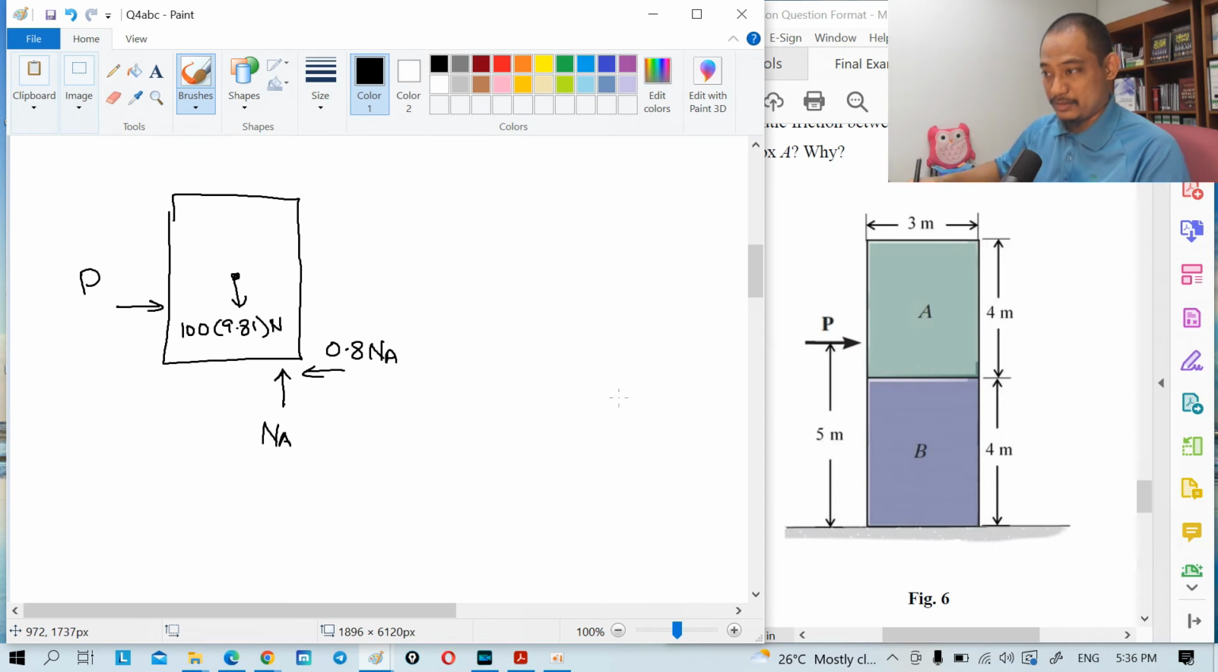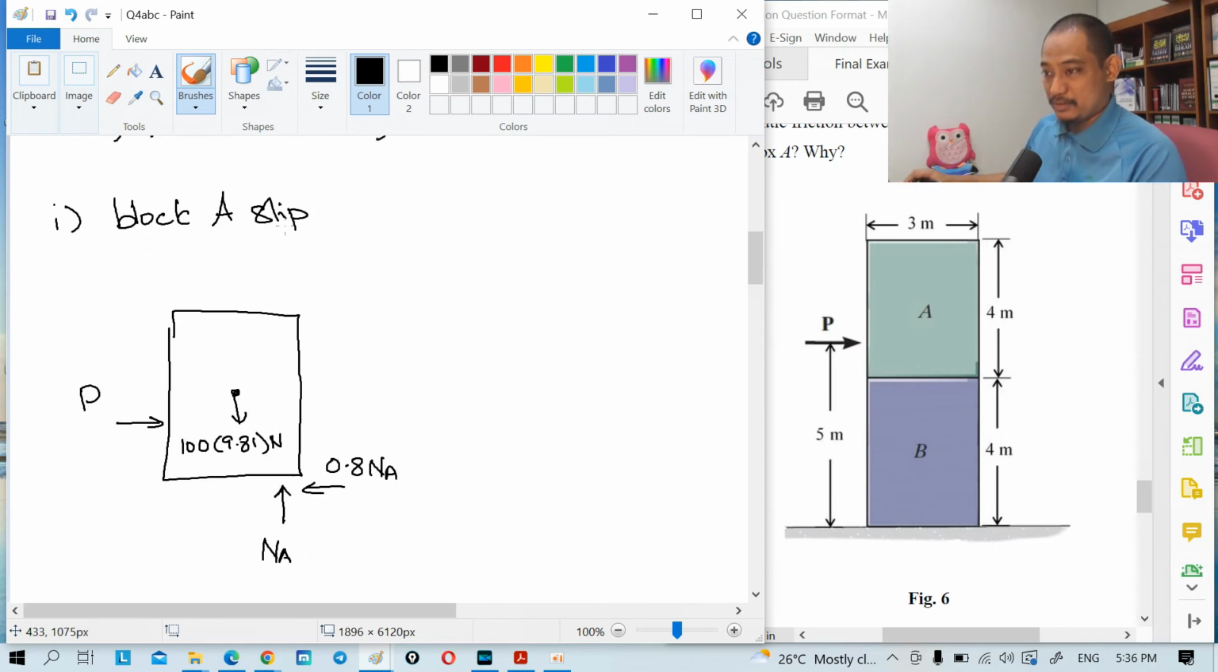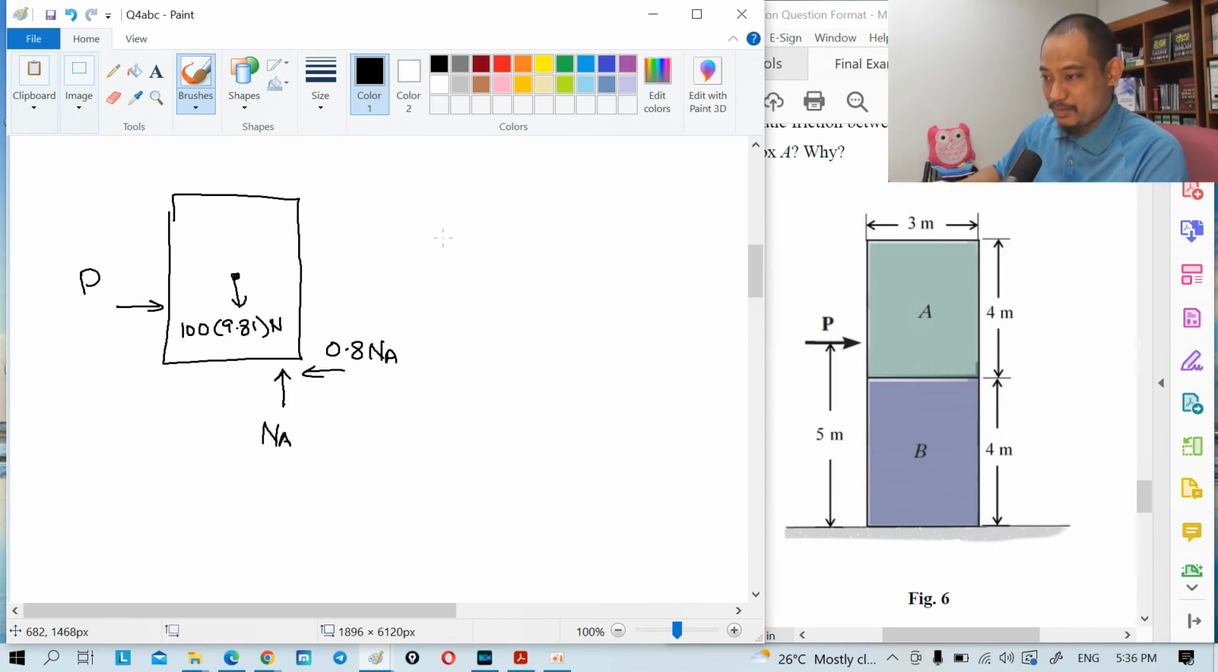Alright, so that's it. With this, how to calculate is simple: summation of Fy equal to 0. If you just want to calculate P, it's simple because you do not need to calculate moment. But if you want to check, then you have to calculate moment and the distance. But here it's straightforward because everything is vertical and horizontal.